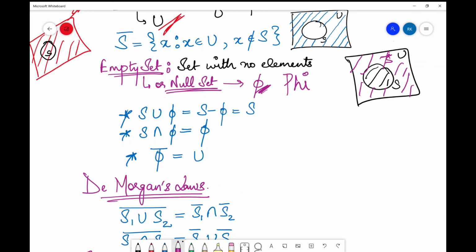Okay, so if I take union of a set S with phi, which is an empty set, what will it be? So it will be the set itself, which is S. Similarly, if I subtract this phi from S, it will be S again. Similarly, if I take intersection of S with phi, now intersection of this set S with an empty set, I draw it like this, okay, phi, but it does not contain any element.